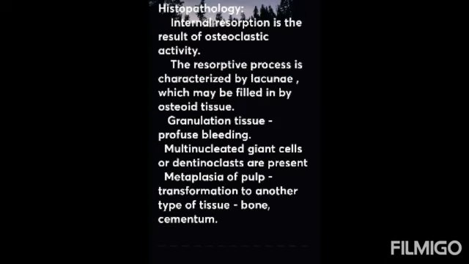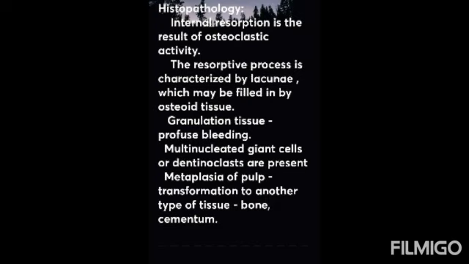Next, moving on to histopathology. Unlike caries, internal resorption is the result of osteoclastic activity. Osteoclasts are bone resorbing cells, and the resorptive process is characterized by lacunae which may be filled in by osteoid tissue. The osteoid tissue may be regarded as an attempt at repair. The presence of granulation tissue accounts for profuse bleeding when the pulp is removed.